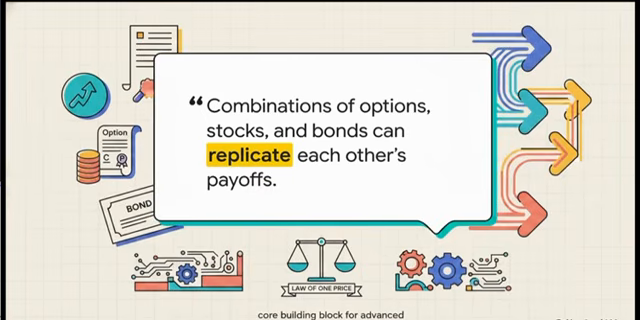So, to quickly recap the essential takeaway of this entire explainer. Put-call parity is a no-arbitrage relationship showing that combinations of options, stocks, and risk-free bonds can replicate each other's payoffs. That is exactly why the law of one price reigns supreme, ensuring consistent pricing in financial markets and serving as the absolute core building block for advanced stuff like the Black-Scholes model.